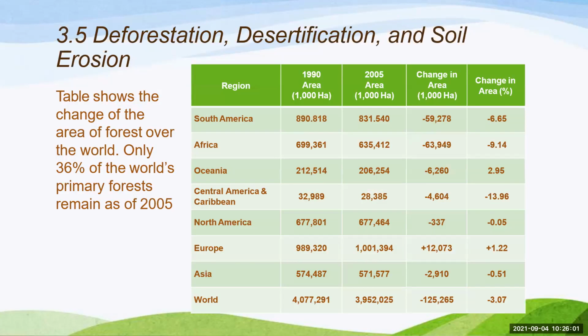Deforestation, desertification, and soil erosion. This is a table showing the change of the area of the forest over the world. Only 36% of the world's primary forests remain as of 2005. The regions are South America, Africa, Oceania, Central America and Caribbean, North America, Europe, Asia, and the world. The area is in 1,000 hectares, for the years 1990 to 2005, with change in area and change in area percentage. Okay, this is 1990. For South America, this data is 890.81 hectares used for deforestation. This is the negative impact.